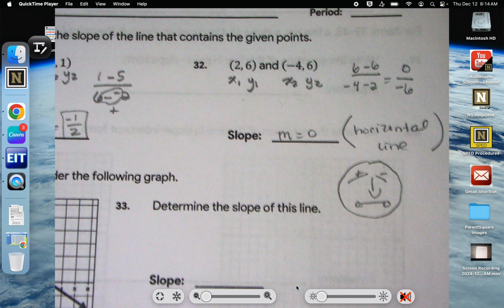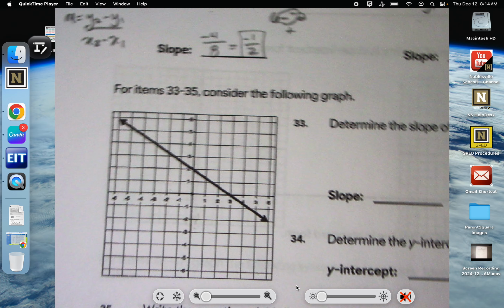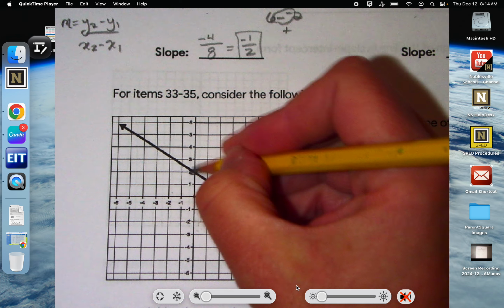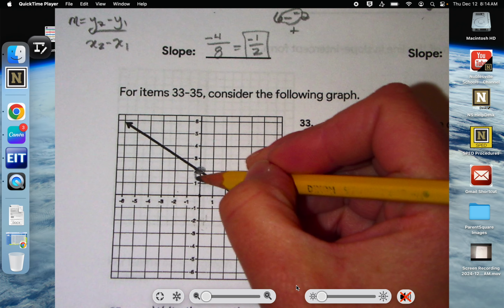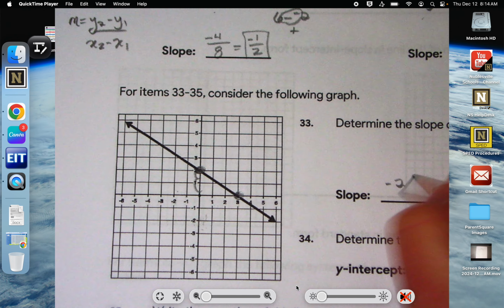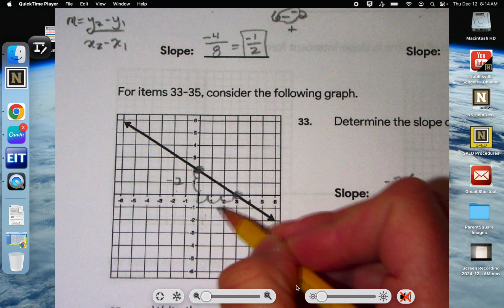All right, determine the slope of this line. So for number 33, we're going to find perfect intersection points, and we're going to find the slope. So I'm going to use this as a perfect intersection point, and I'll use this as a perfect intersection point. So my vertical change is -2, and my horizontal change is 3. So -2 over 3 is my slope.